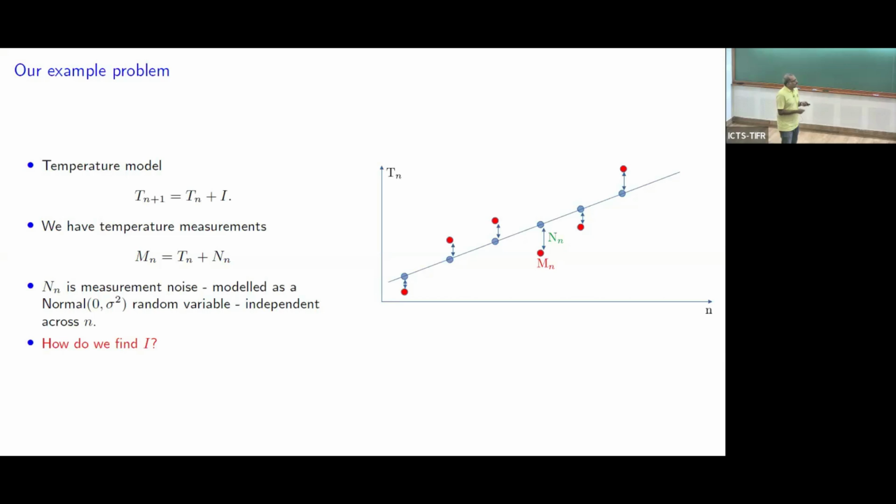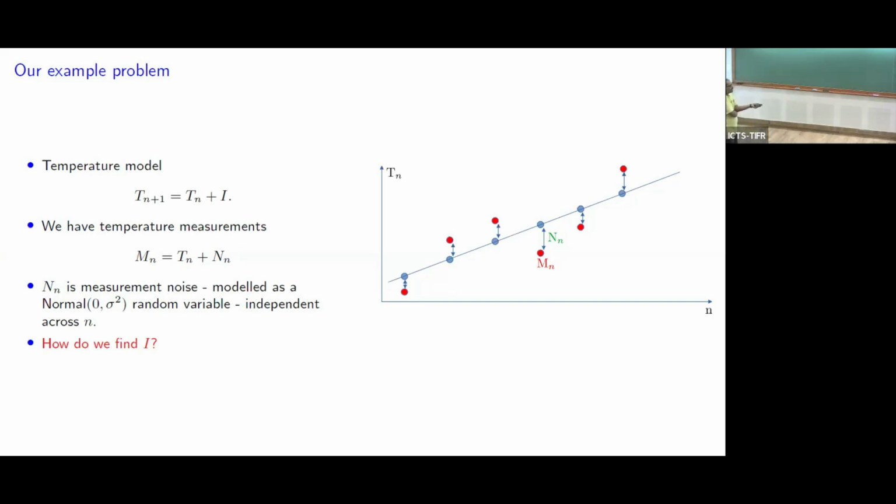Yeah, so we'll start with the next section in our discussion, which is about Bayesian inference. So let's go back to this motivating problem that we had. We had this model of temperature, which is being tracked, or we are looking at temperature every day, and we are saying that the temperature on the next day is the current day's temperature plus some increment I. And we are able to see measurements of this temperature. So we get these values Mn, which are the current temperature values plus some measurement noise terms.